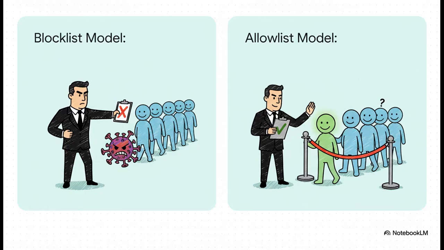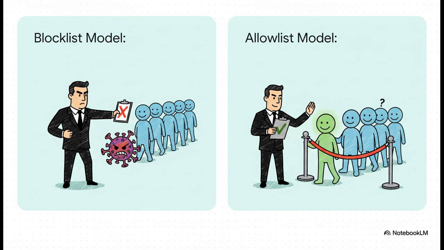So how does this bodyguard decide who gets in and who gets kicked out? Well, it usually works in one of two ways. The first is a block list model. This is like a bouncer at a club who has a watch list of known troublemakers. If you're on the list, you're not getting in. It's pretty good for stopping common attacks, but a brand new threat, one nobody's seen before, might just slip by.